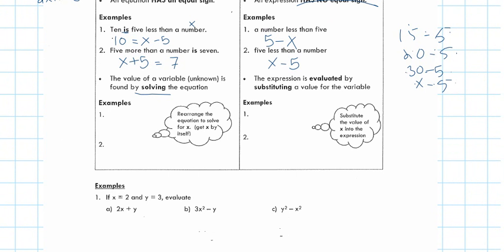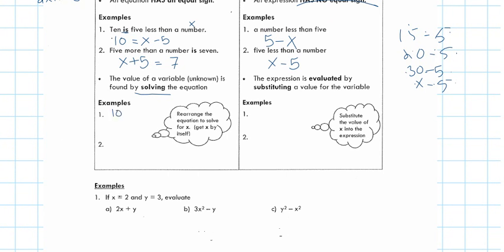Okay? So if I have 10 equals x minus 5 and I want to isolate for the x, what do you do? So you want to leave x here and you want to move everything else to the other side. So that would be 5 minus x. Right? Why would it be 5 minus x?